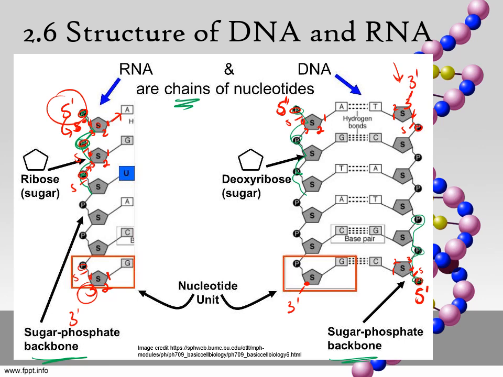Notice that they're going opposite each other. So I have on one side 5 and on the other side 3. Over here I've got carbon number 5. Over here I have carbon number 3. And this is what we call anti-parallel.